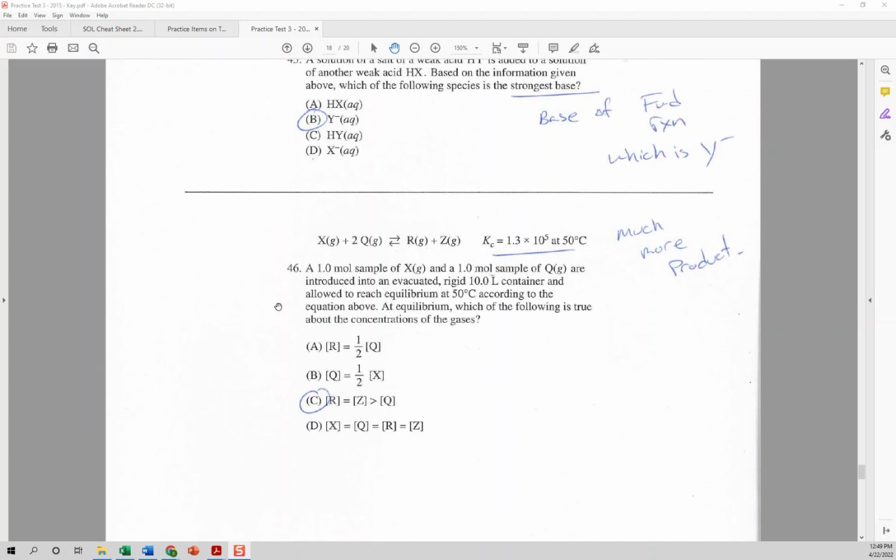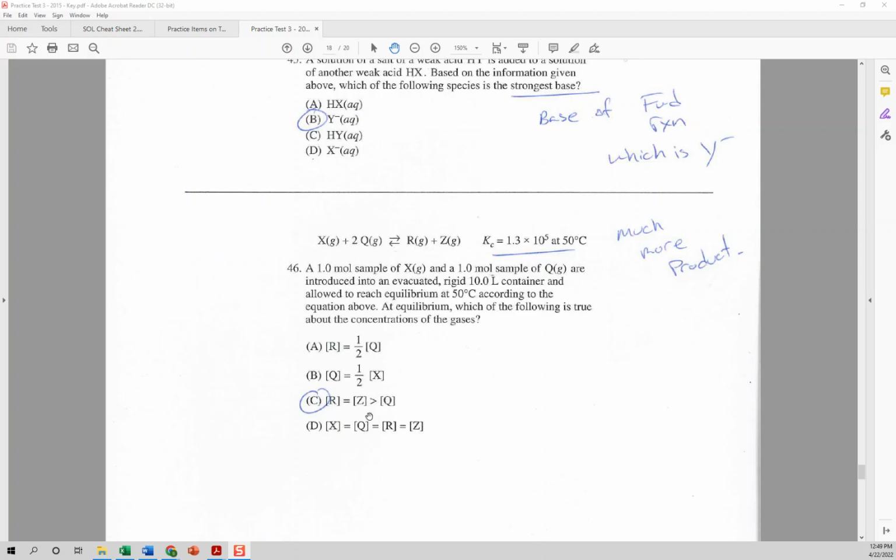Okay. So we start with 0.1 molar X and 0.1 molar Q. And our K is a pretty big number, a lot greater than 1. And we want to know at equilibrium which of the following is true. Okay, so we know that since we didn't start with any R and Z, R and Z are going to be equal to each other.